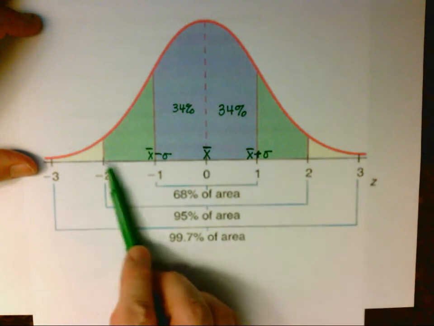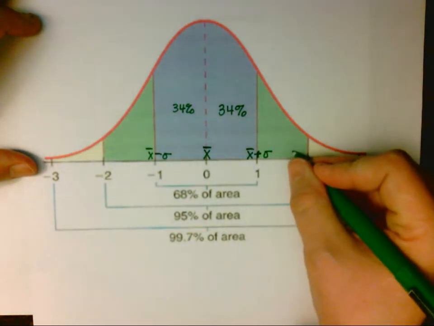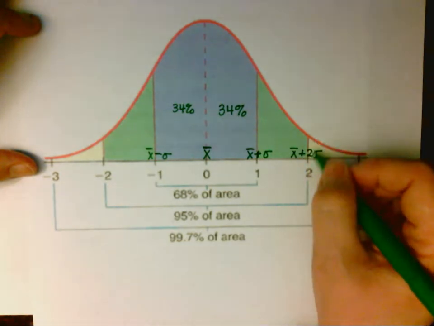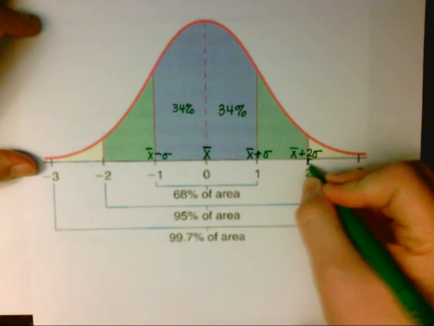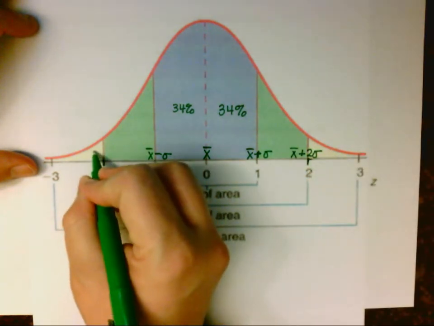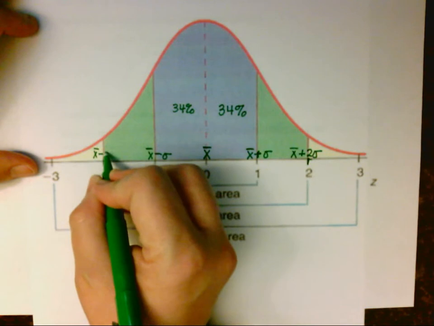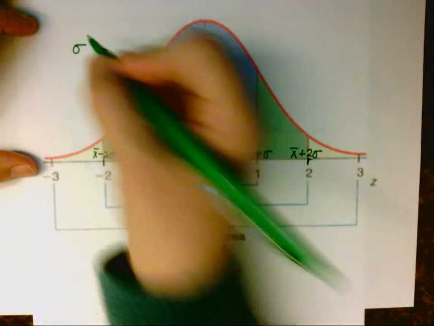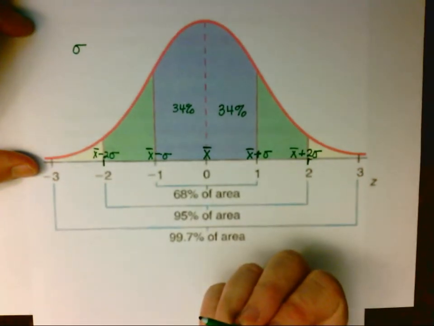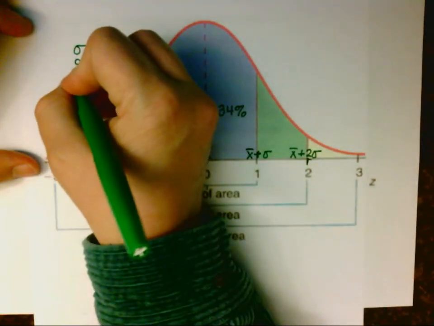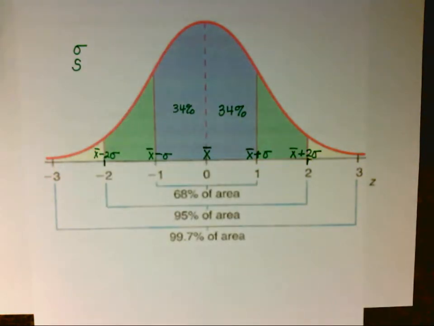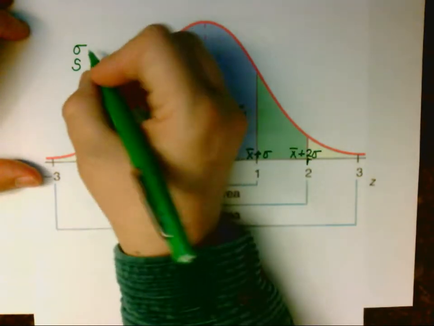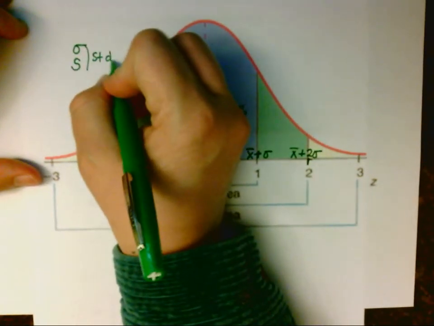If you go 2 deviations above the mean, in other words, if you start from the mean and you add 2 standard deviations to get to that cutoff point right here, and you do the same thing over here, this cutoff point will be the mean minus 2 standard deviations. And I've been using this symbol. That's the population standard deviation. And we earlier used S for the sample standard deviation. It's fine. Just know that these are both symbols for standard deviation.